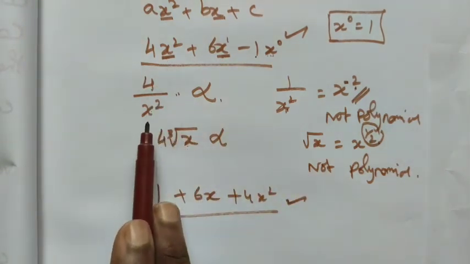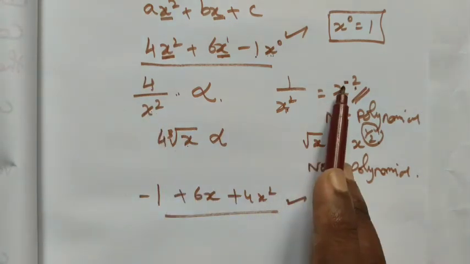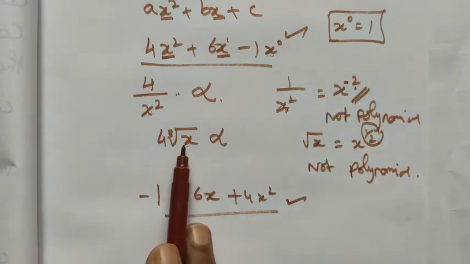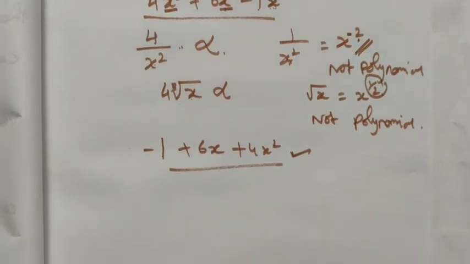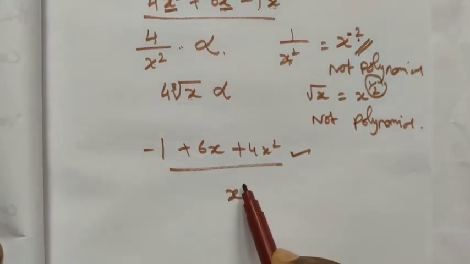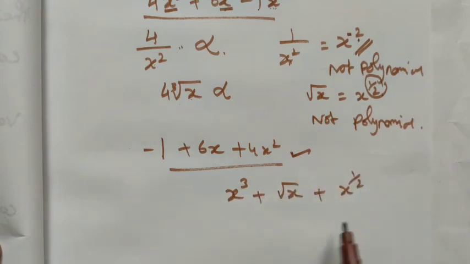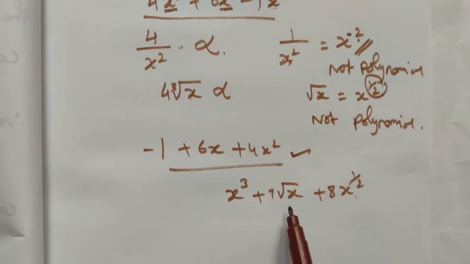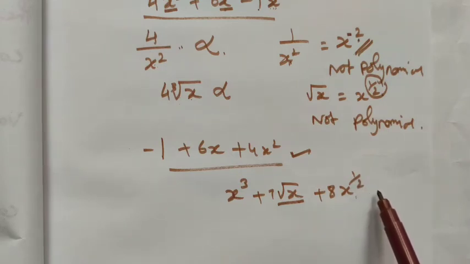The variable should not be in the denominator, and the variable's power is always non-negative. The variable should not be in a root value. Root is fractional, so these types are called not a polynomial. Suppose I take x power 3 plus root x plus x power 1 by 2. Is it a polynomial? Clearly it has a root value, so it is not a polynomial. Another one has a fractional power, so it is not a polynomial.